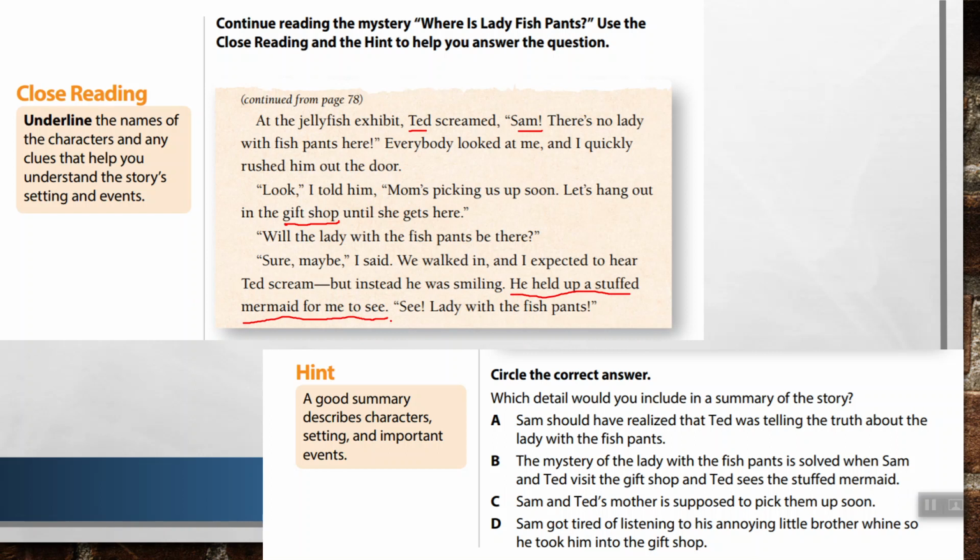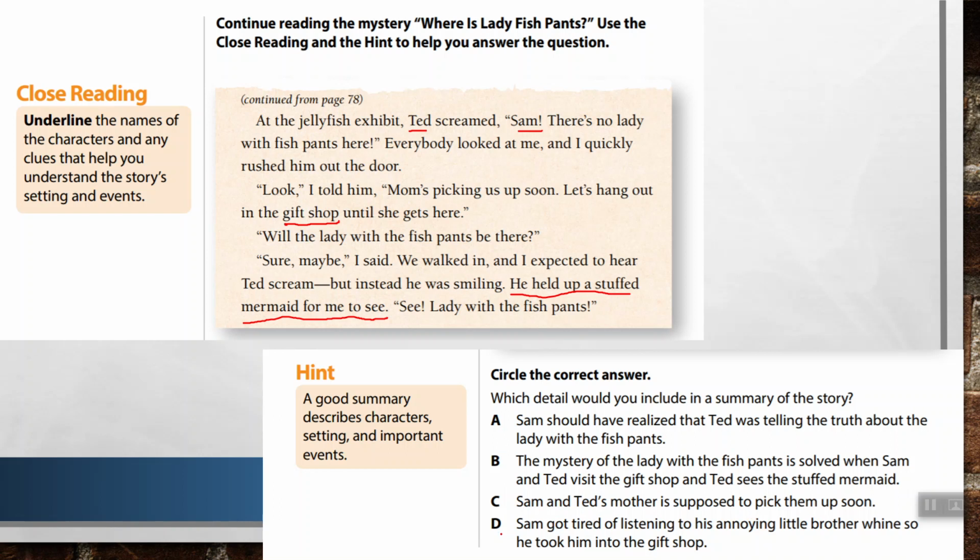Let's take a look at the question. It says a good summary describes characters, setting, and important events. It should also include the theme of the story. This says, which detail would you include in a summary of the story? A. Sam should have realized that Ted was telling the truth about the lady with the fish pants. B. The mystery of the lady with the fish pants is solved when Sam and Ted visit the gift shop and Ted sees a stuffed mermaid. C. Sam and Ted's mother are supposed to pick them up soon. D. Sam got tired of listening to his annoying little brother whine, so he took him to the gift shop.